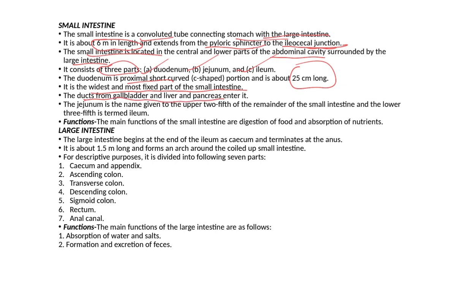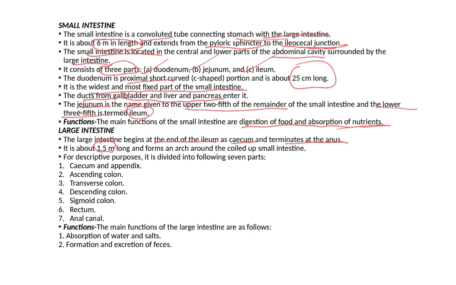Jejunum is the name given to the upper 2/5 of the remainder of the small intestine and the lower 3/5 is termed as the ileum. The main function of the small intestine are digestion of food and absorption of the nutrients. After the small intestine, the next structure is large intestine. It begins at the end of ileum as cecum and terminates at the anus, about 1.5 meter long, whereas the small intestine is 6 meters in length.